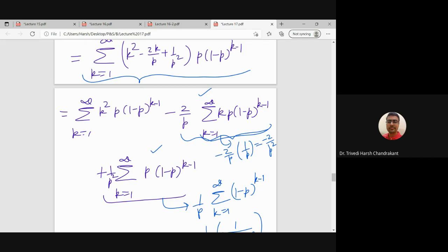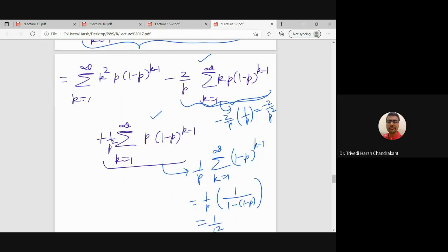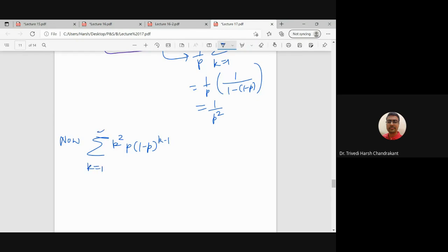Now we need to find the sum of this series, but instead of k, which was the expectation in the last class, we have here the k square term. So we will use the same idea of the derivative, but here we have the k square term, so we need to essentially differentiate two times. So let us find the sum of this series. This is k square times p (1 minus p) power k minus 1, where k is running from 1 to infinity.